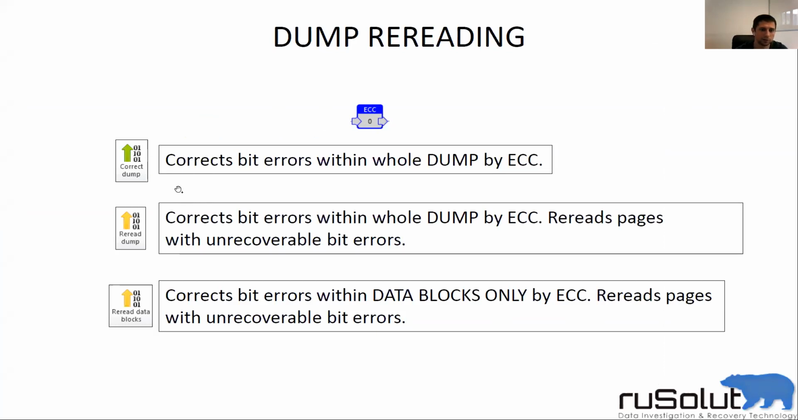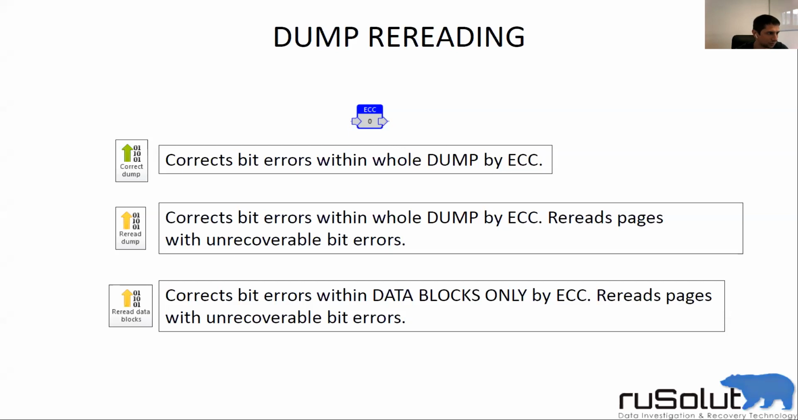Let me tell several words about the options that we have here on the ECC element. We have the option to correct dump, reread data blocks. Correct dump means that ECC will correct the physical dump by ECC. It will not try to read anything from the physical chip. It will just work with the physical dump, with the ECC which is written on that physical dump, and will try to correct the chip.